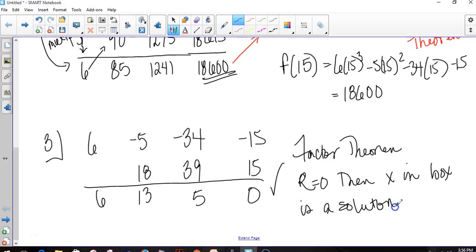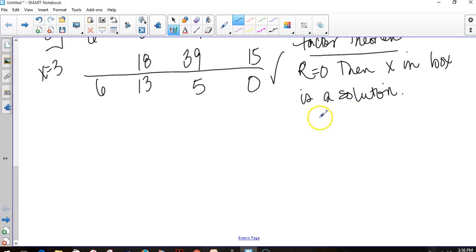And remember, you're a solution if, in this case, that's where you're going to cross the x-axis, so x equals 3. That also means that x minus that number in the box would then have to be equal to 0, and then that is a factor. So x minus 3 is equal to 0, right?